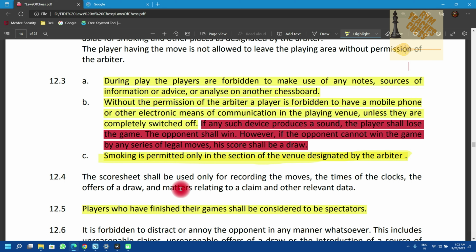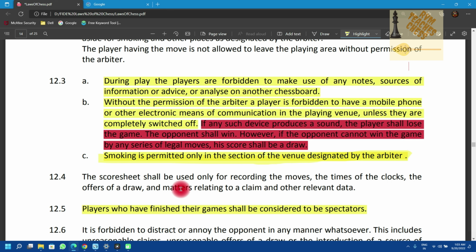Okay. So without the permission of the arbiter, a player is forbidden to have a mobile phone or other electronic means of communication in the playing venue unless they are completely switched off. It means you cannot bring a mobile phone or electronic device. Even an analog watch is not allowed in the playing hall. You're not supposed to bring it. In case you have brought it, you have to remove it and give it to the arbiter or to anyone in charge for that particular round that you're playing.